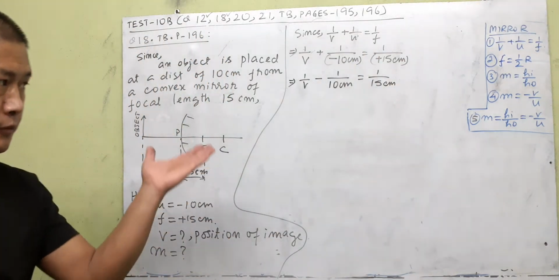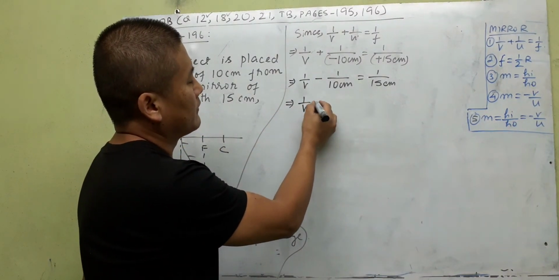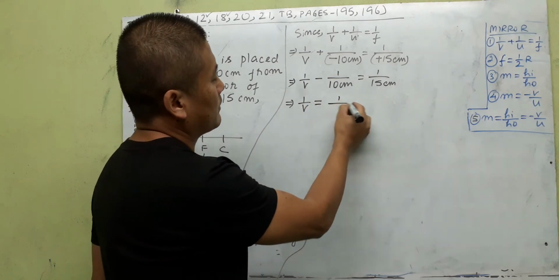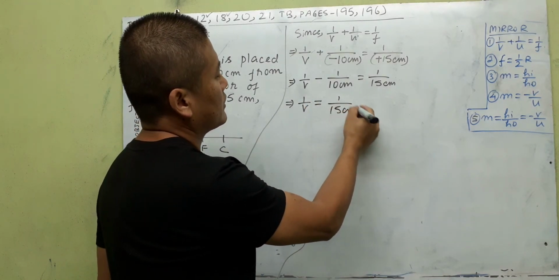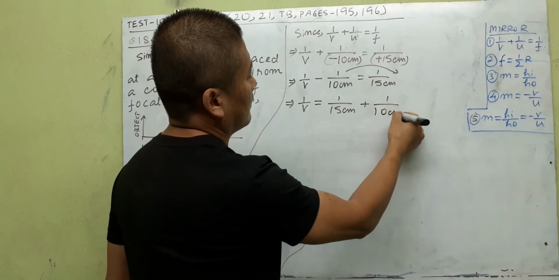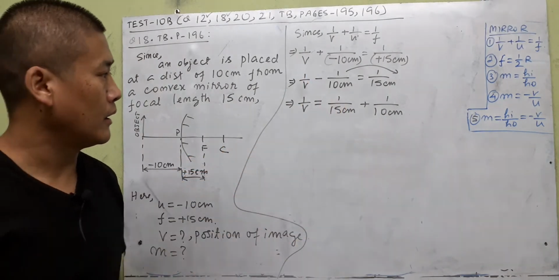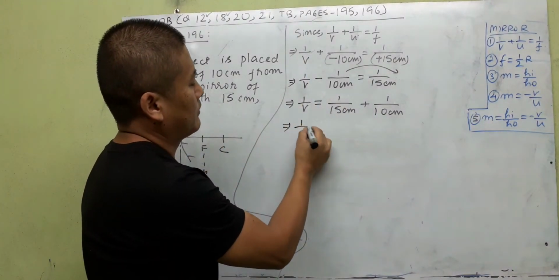Since you are more comfortable, we can move faster in this case. So here 1 by V, the term containing V, we keep on the same side. 1 by 15 is also on the same side, so nothing changed. Shift this side and it becomes plus 1 by 10 centimeter. Minus becomes plus as you shift it to the right side from the left side. So here 1 by V.